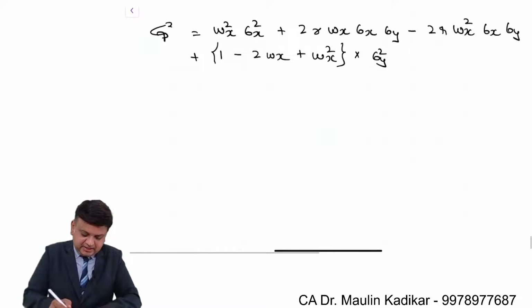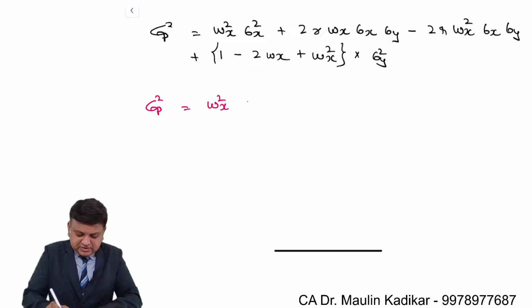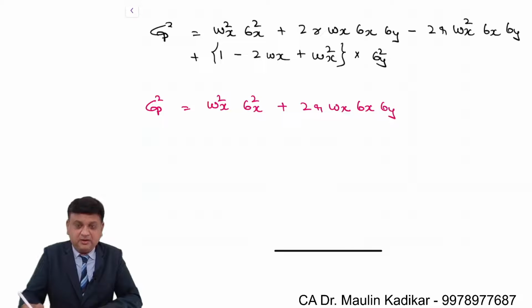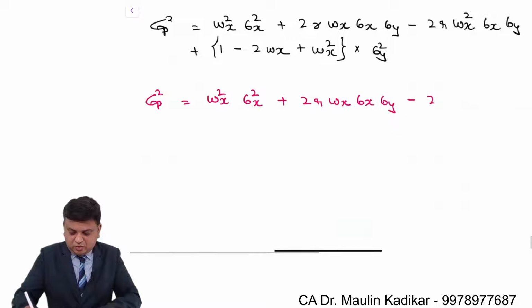Now rewriting the equation once again, variance of the portfolio is equal to wx square sigma x square plus 2 into r wx sigma x sigma y minus 2 into r wx square sigma x sigma y.